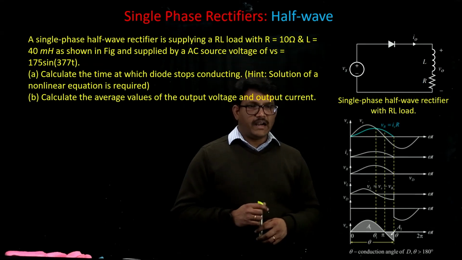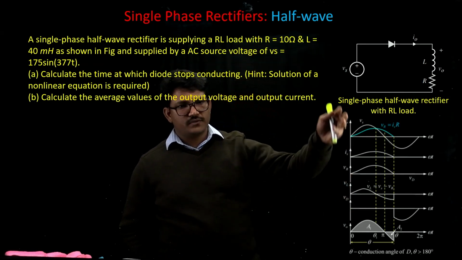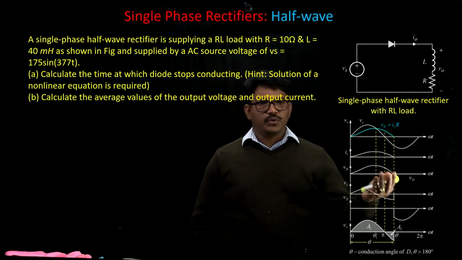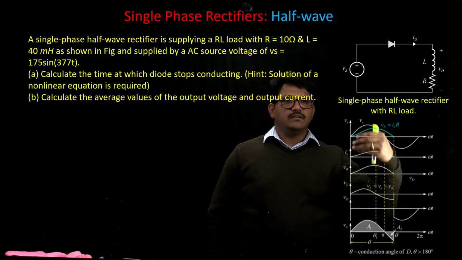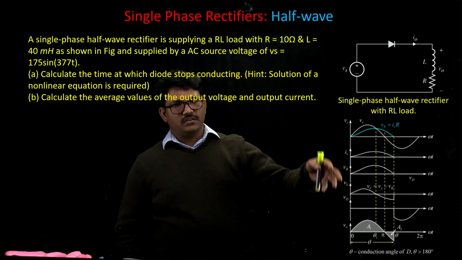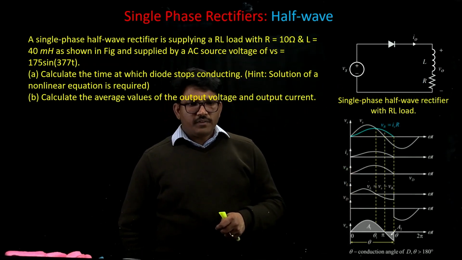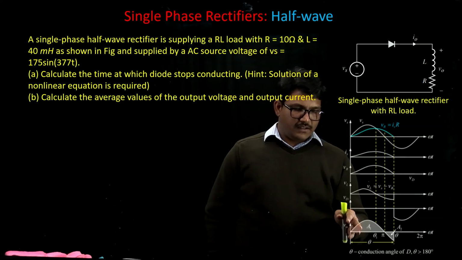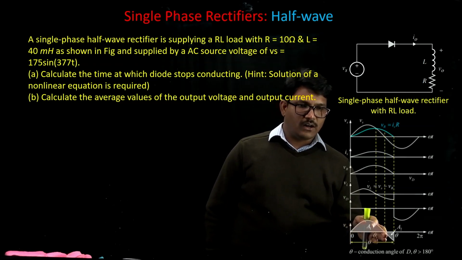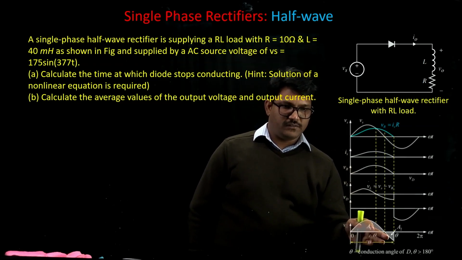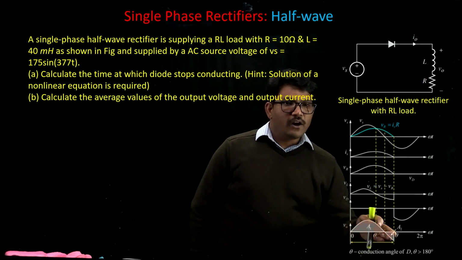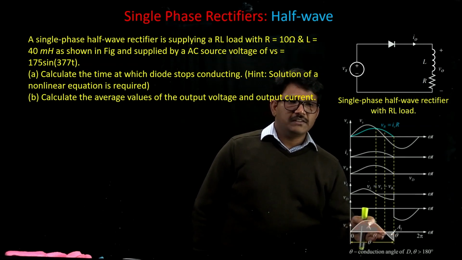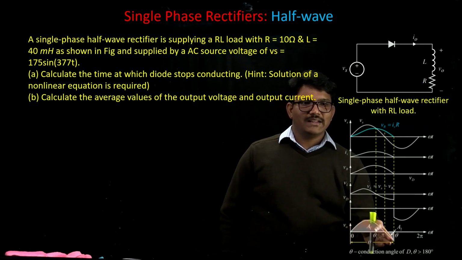In order to get that, we can see these are the responses for the source voltage, output current, output voltage, and the voltage across the resistor and inductor in the case of a half-wave rectifier. If you look at the source voltage and the output voltage, this is the output voltage for us. The output voltage doesn't stop exactly at pi, but is present beyond pi for some more time. This is due to the stored energy in the inductor.